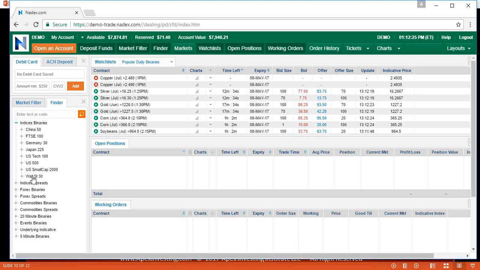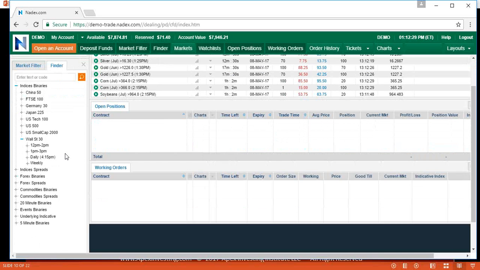For example, if we open the Wall Street 30, that is the Dow. As of right now, what are our options? We've got binary options that opened at 12 p.m. and expire at 2 p.m., so those are two-hour binaries. Others opened at 1 p.m. and expire at 3 p.m. As soon as 2 p.m. rolls around, the 12 to 2s will have expired, and there will be a 2 to 4 in there. So you have the intraday, two-hour binaries throughout the day.